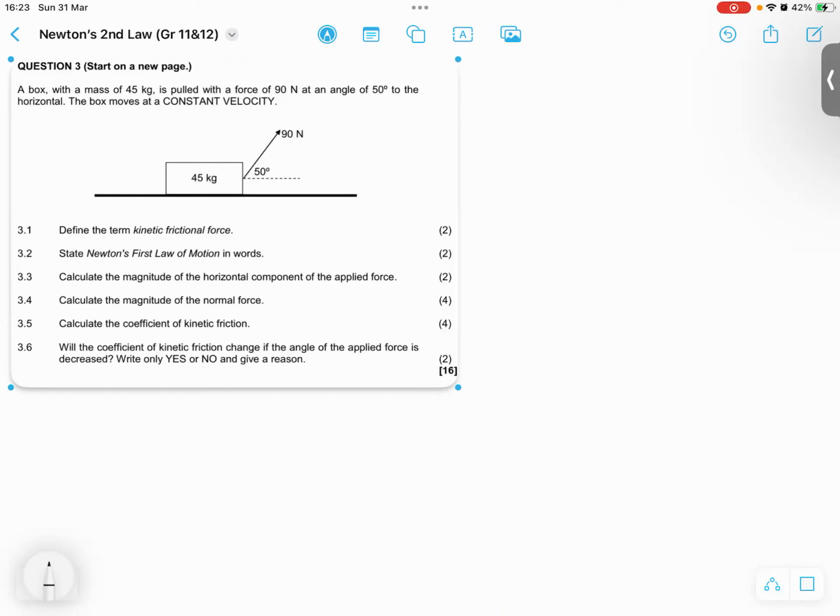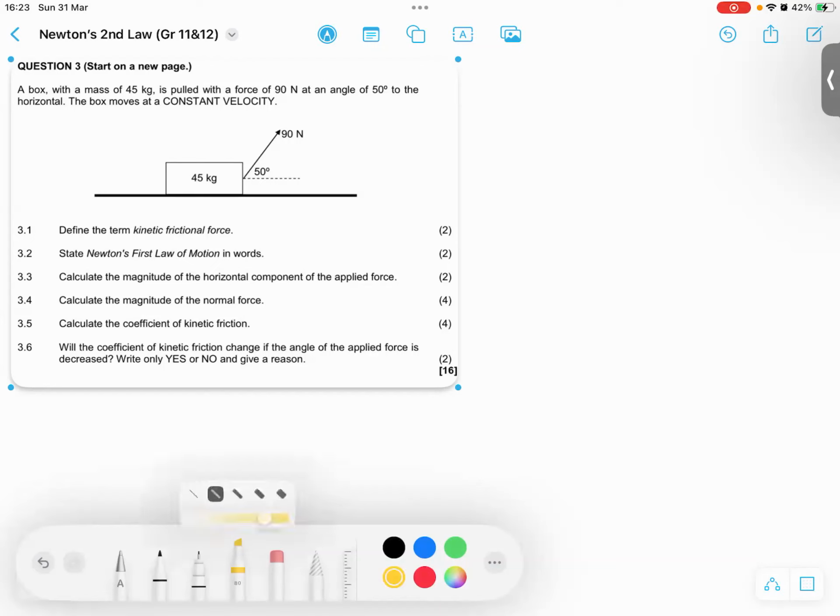It says that a box with a mass of 45 kg is pulled with a force of 90 newtons at an angle of 50 degrees to the horizontal. The box moves at a constant velocity. And then we're also given a diagram here. So what we're going to do is highlight the important information that is given to us.